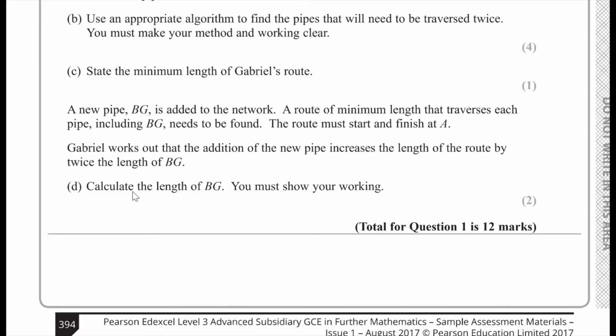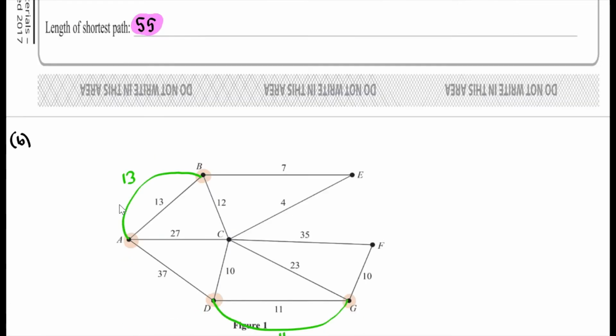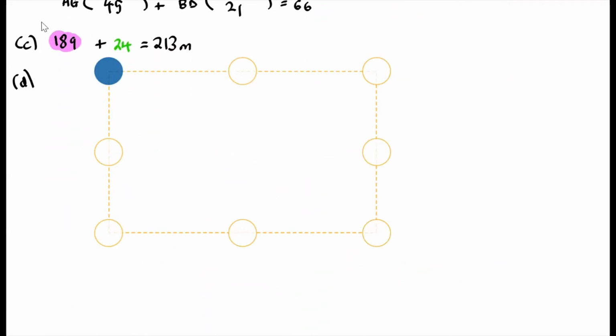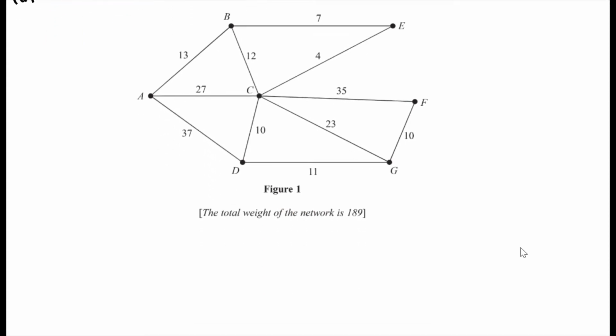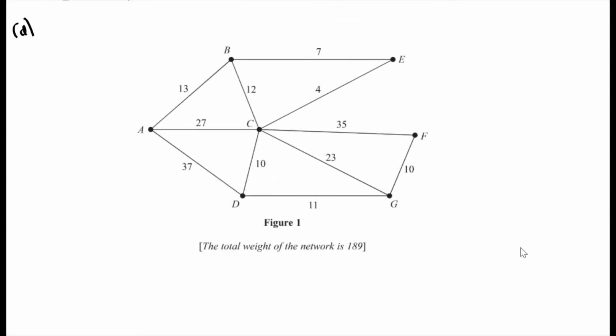So I think at this point it would be a good idea to once again insert this diagram, and we don't know the length of BG. Let's just call that X for now. Okay, so there's a route directly taking us from B to G of length X.